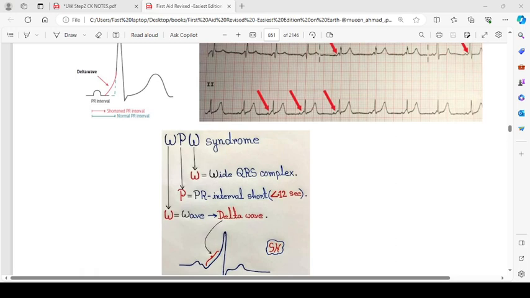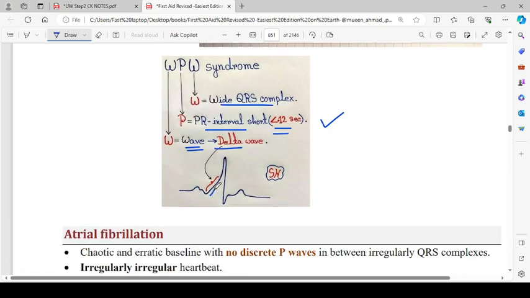Yes, so this is a picture from First Aid. I have uploaded the video of this explanation in the Step 1 sessions. Here you can see in Wolff-Parkinson-White syndrome, there is a wide QRS complex. P is for the PR interval shortening, less than 0.12 seconds, and the W means there is an additional wave, a delta wave. So there will be a delta wave, the QRS will be widened, and the PR interval will be shortened.